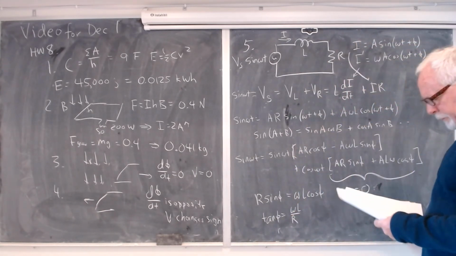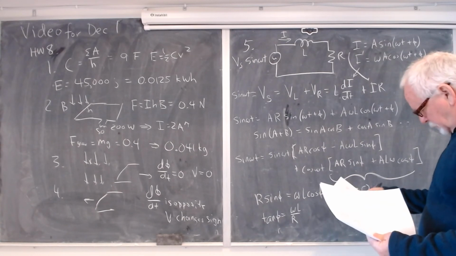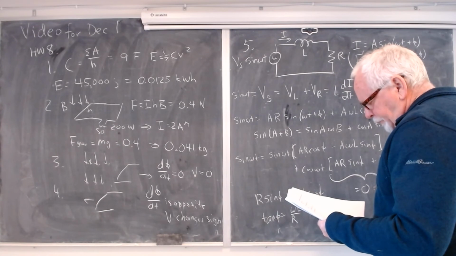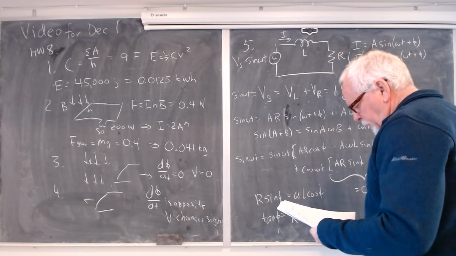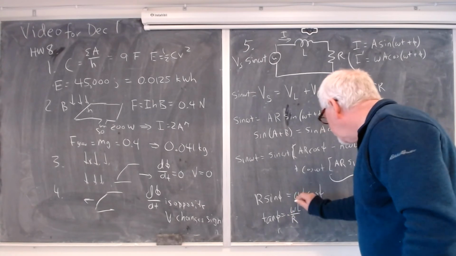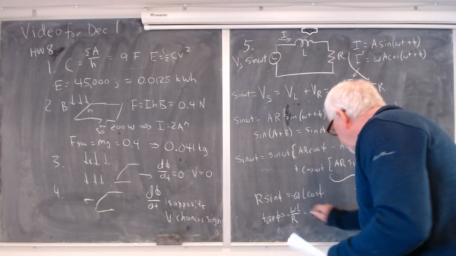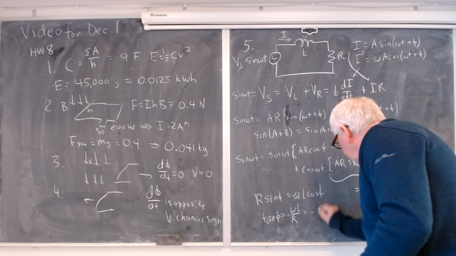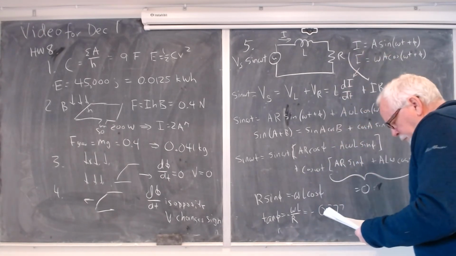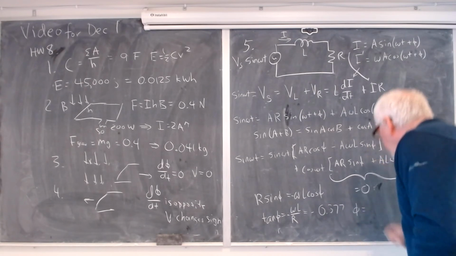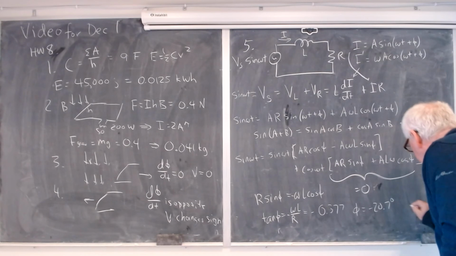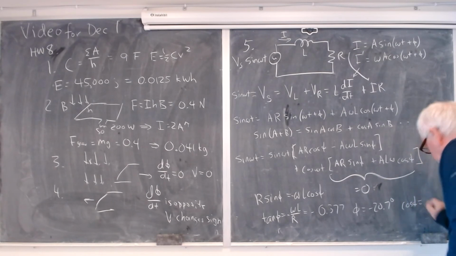You were given, I think, 60 hertz, yep. And so omega is 2 pi times 60. L was given, R was given, and so basically, oops, there's supposed to be a minus sign here. So that's equal to negative 0.377. And so phi, taking the arctangent of that, is negative 20.7 degrees, and cosine of phi is 0.936.